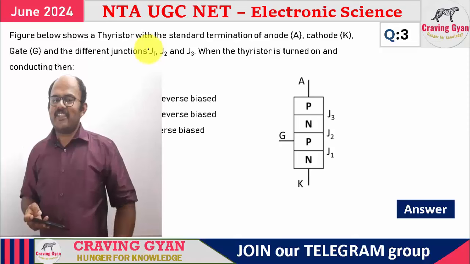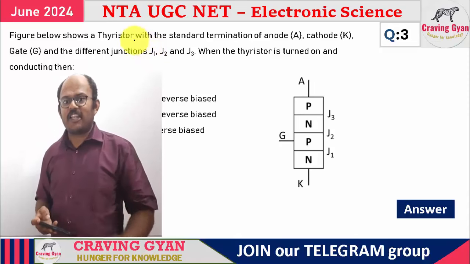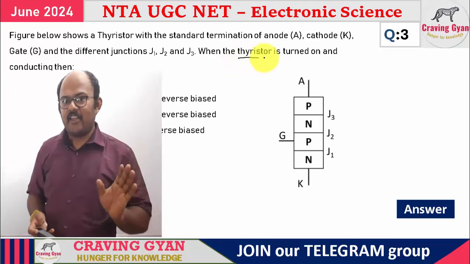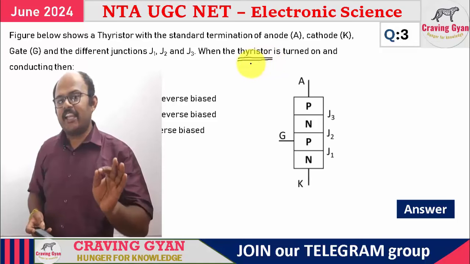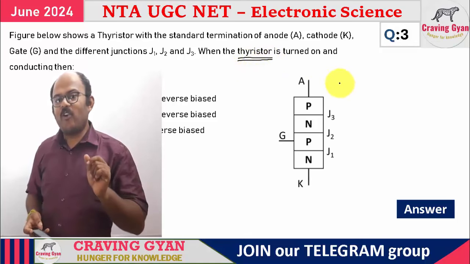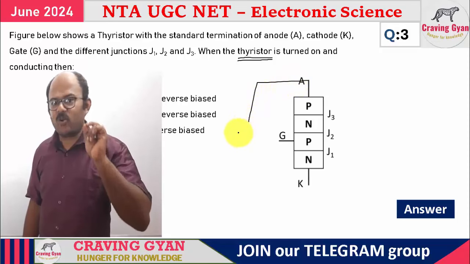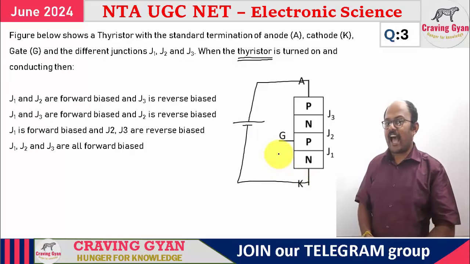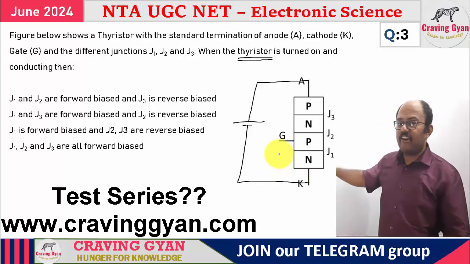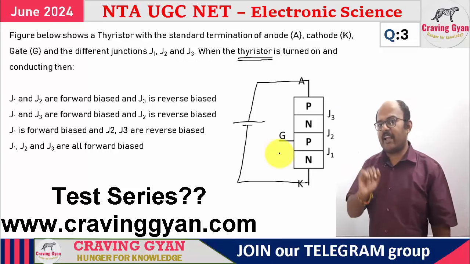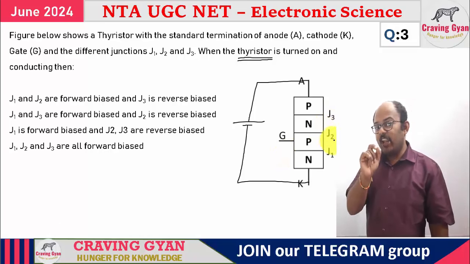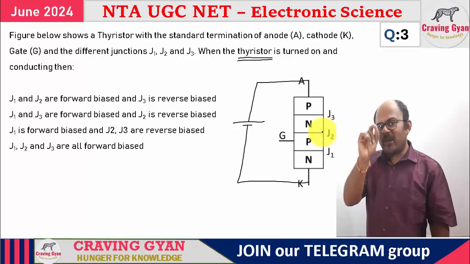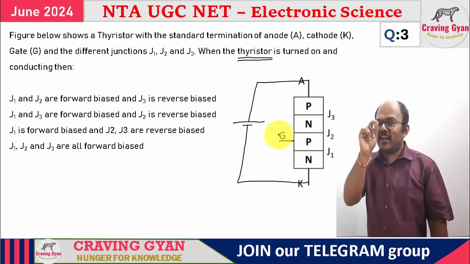In the third question, see, this is a simple question and a tricky question. What they're asking is, suppose you want to bias an SCR or a thyristor, what is the condition? First, we are going to apply biasing across the anode to cathode terminal. When you start applying a bias across anode to cathode, junctions J1 and J3 will be in forward bias, but junction J2 will be in forward blocking state. So in order to overcome it, what you are going to do? You are going to inject a gate pulse.